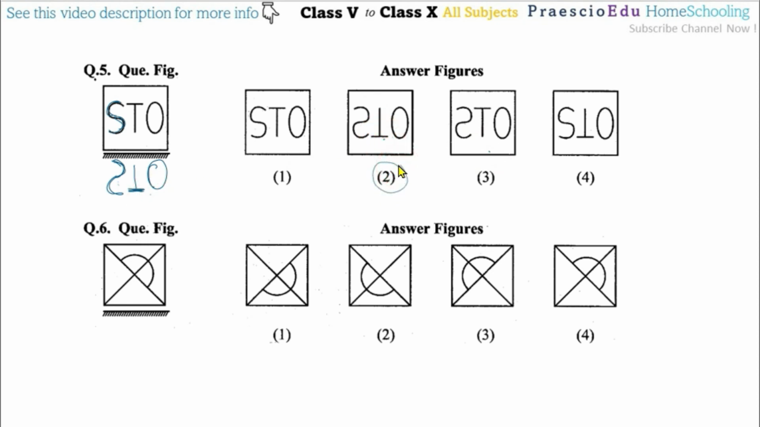So that's why option number 2 is correct, and here the T is showing something different, so that's why option number 3 is not correct. So option number 2 is the correct one.